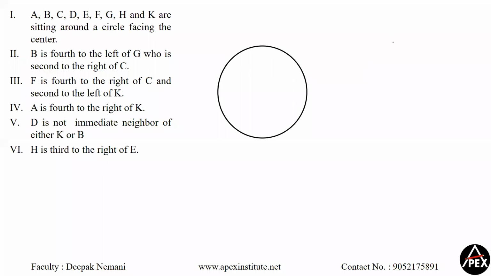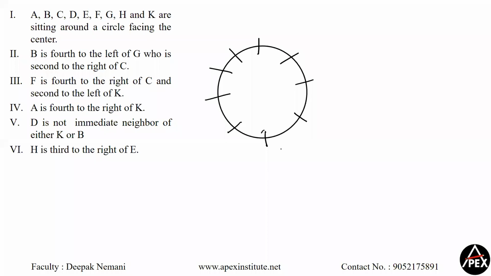Okay. So whenever we are given no information about persons facing away or towards the center, we can consider towards the center. If it is given that A, B, C, D are sitting around a table, then we can consider that they are facing towards the center. Now in this question, we have 9 people. So 1, 2, 3, 4, 5, 6, 7, 8, and 9. Okay, 9 people sitting around a circle facing the center. So everyone is facing the center.